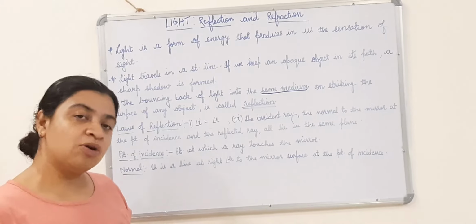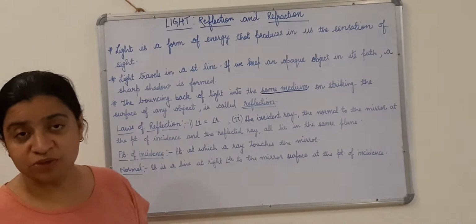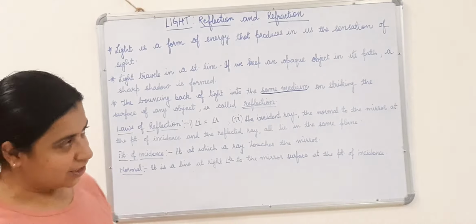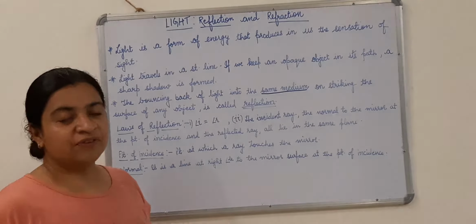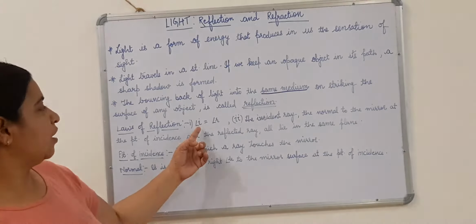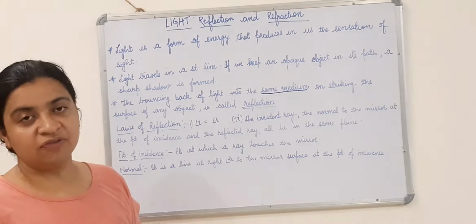How will it bounce back? On striking the surface of any object is called reflection. There are two laws of reflection of light. First of all, angle of incidence is equal to angle of reflection.